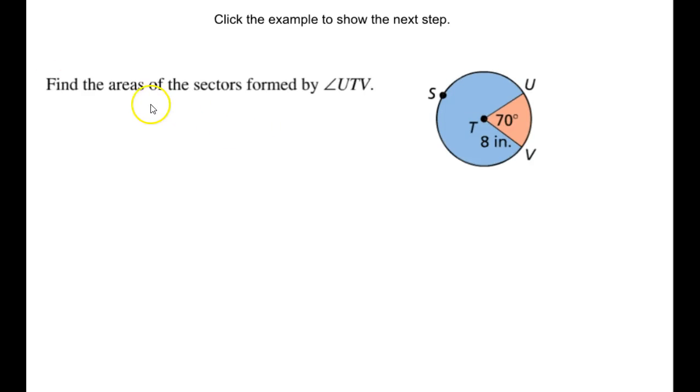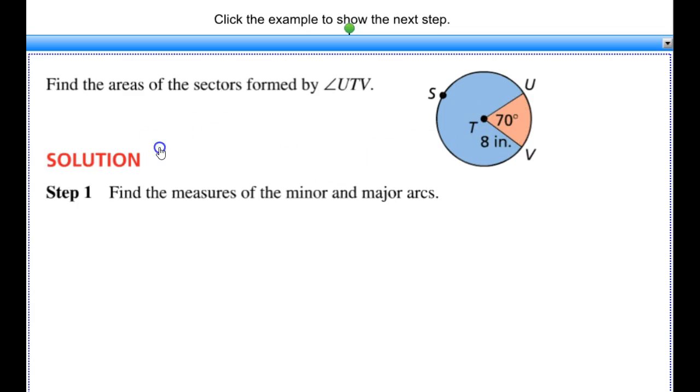So now let's try this out. Find the areas of the sectors formed by angle UTV. Here I see my entire circle and I have these two different sectors, right? Because I have the bigger one and I have the littler one, and I know this central angle. So I want to set this up.